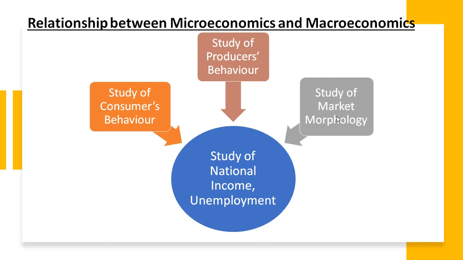But all these studies help us understand national income and unemployment. It helps us study the entire nation's market. Now let me give you one simple example. Let us suppose that studying states is a field of microeconomics. Now we will study a particular state: West Bengal, Jharkhand, Uttarakhand, Uttar Pradesh, Jammu and Kashmir, Ladakh, Rajasthan, Gujarat, Haryana, Punjab.